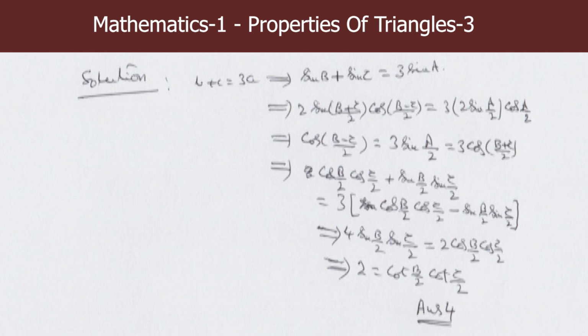So here sin (B plus C by 2) is cos A by 2, so on both sides cos A by 2 will cancel. So that is cos (B minus C by 2) is equal to 3 sin A by 2, which is 3 cos (B plus C by 2). Therefore cos B by 2 cos C by 2 plus sin B by 2 sin C by 2 is equal to 3 times cos B by 2 cos C by 2 minus sin B by 2 sin C by 2. Now all the sines to the left side, all the cosines to the right side. Then you will get 2 is equal to cot B by 2 cot C by 2. So cot B by 2 cot C by 2 is 2. So the correct option is option number 4.